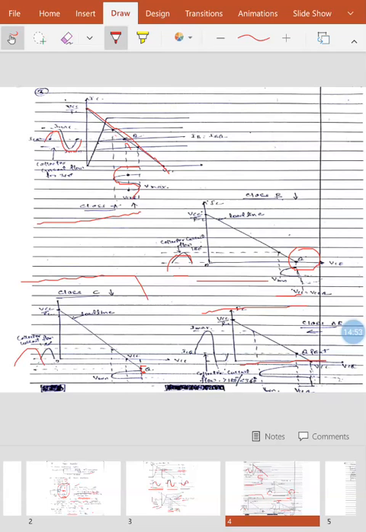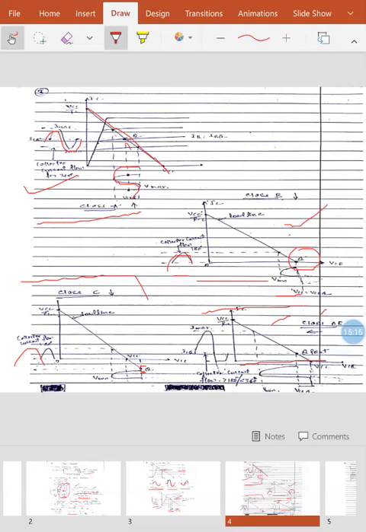In class A we are going to get 360-degree operation, in class B we are going to get 180-degree operation, and in class AB we are going to get an operation which is between 180 degrees and 360 degrees. Okay, so this is the basic classification of the power amplifier.